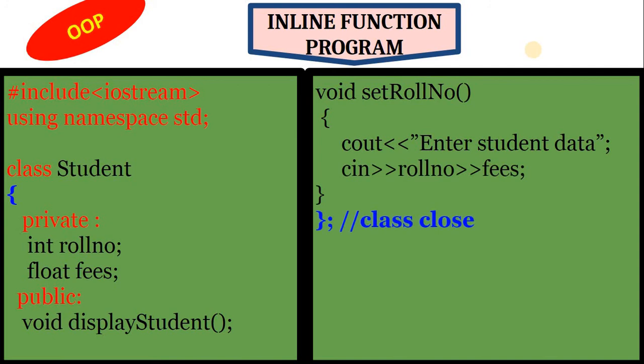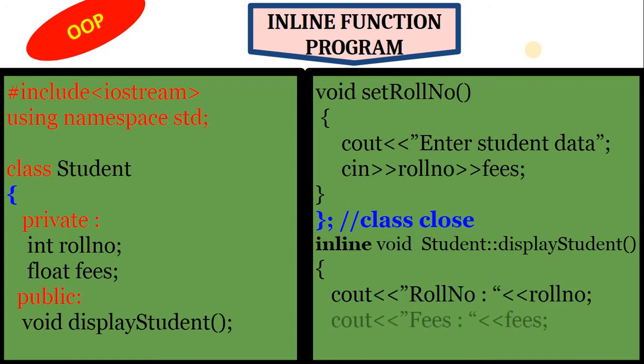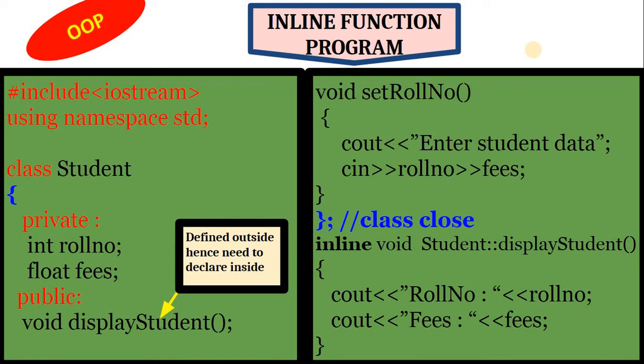Now to make a function inline, you have to write the keyword inline before its definition, like inline void student, scope resolution operator, display student. So here the display student function becomes inline, and since it becomes inline, whenever display student is going to be called, the display student's code will get replaced at its function call, at the place where the function is being called, thus reducing the execution time. This is the display student. Now display student, as it is defined outside the class, needs to be declared inside.